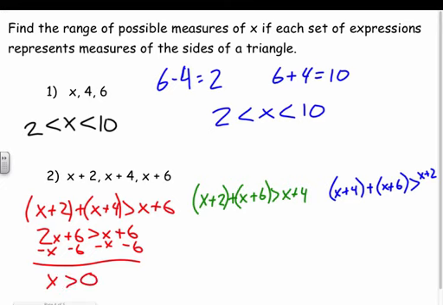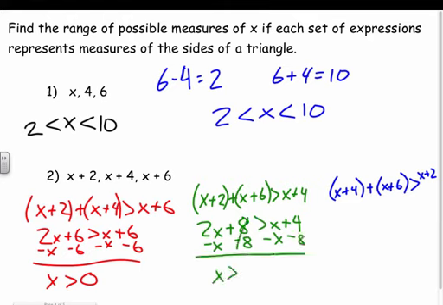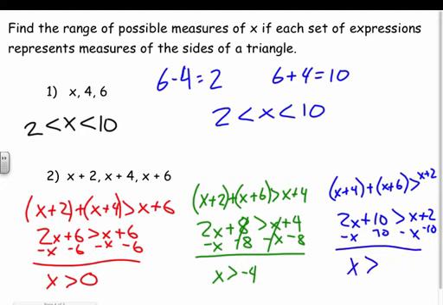Okay, let's look at the green one now. So combine my x's, so 2x. 2 plus 6 is 8, is greater than x plus 4. Get my x to one side. Move everything else to the other side. And now I got x is greater than negative 4. And lastly, combine my x's, 2x plus 10 is greater than x plus 2. Get my x to one side, so we subtract x. And subtract the 10, subtract the 10. So I have x is greater than negative 8.